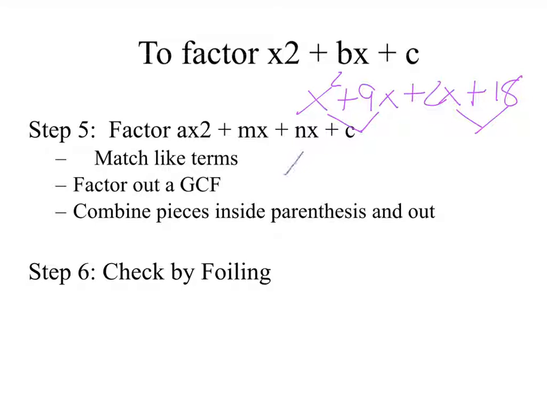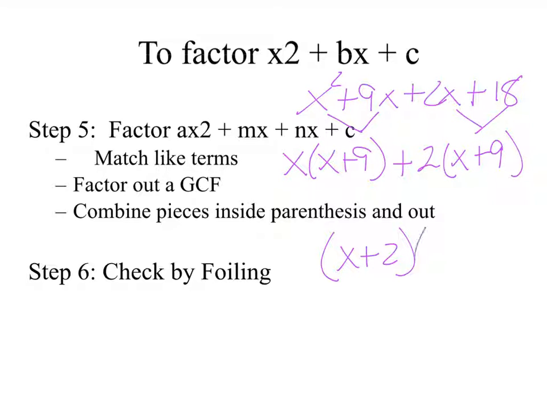So in the first term, I can pull out an x, leaving me with x plus 9. In my last two terms, I can pull out a 2, leaving me with x plus 9. If the two pieces in parentheses match, then you know that you've done it correctly. Your final answer becomes the two pieces outside the parenthesis and then the matching piece inside.